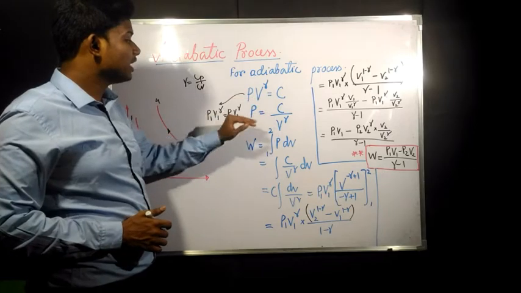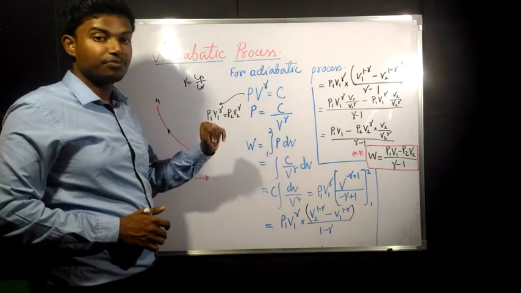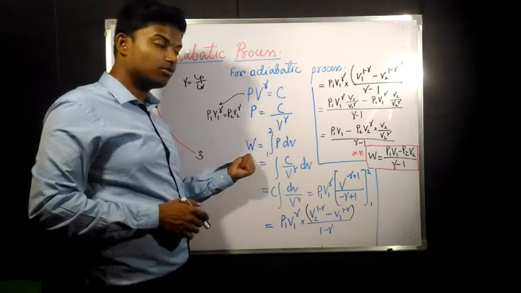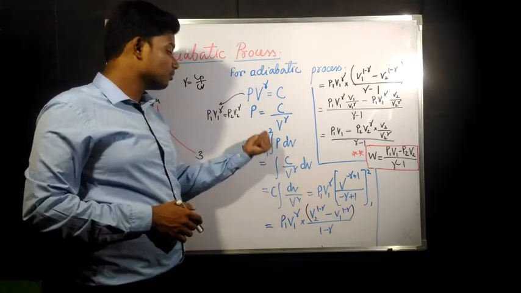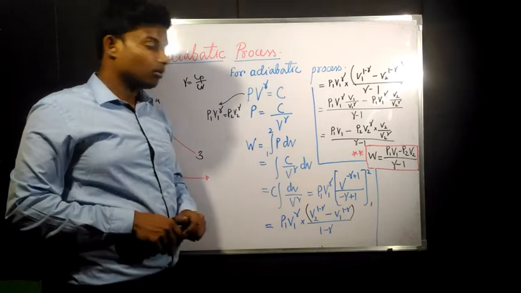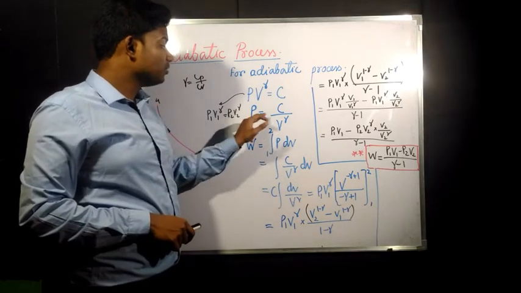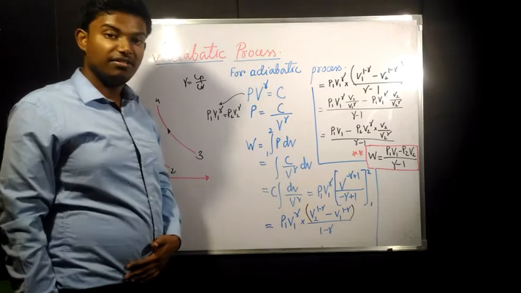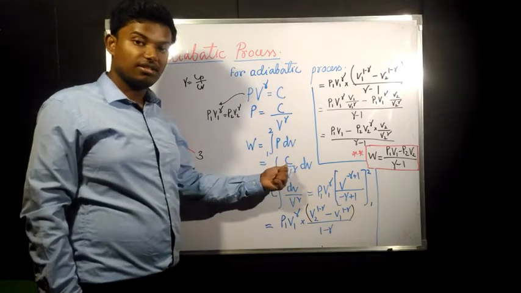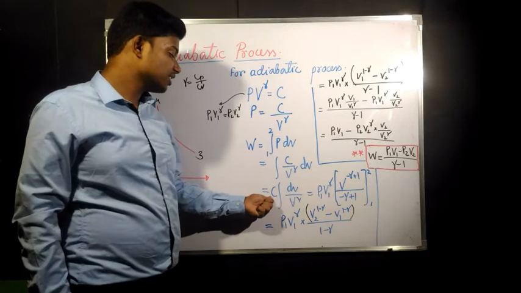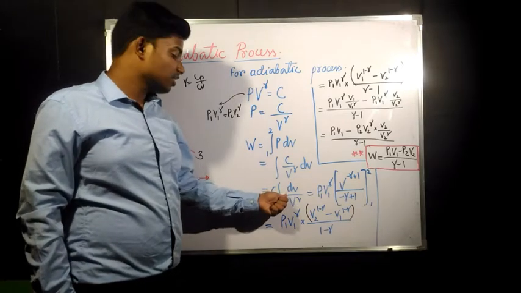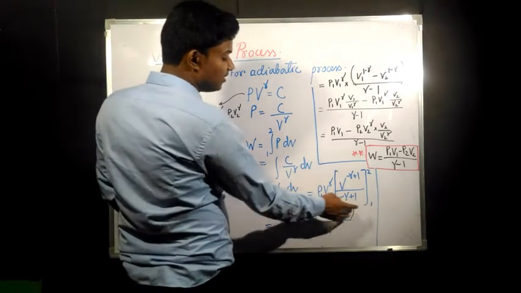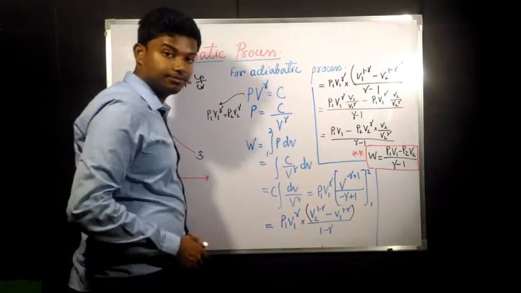From here we can write pressure is equal to C by V to the power gamma. Now if we need to derive the work from here, it is integration from 1 to 2 of P dV. In place of P we can replace it by C by V to the power gamma into dV. Now C is constant, which means C will come out of the integration, and we need to integrate dV by V to the power gamma. If you integrate this, it is going to be like this.